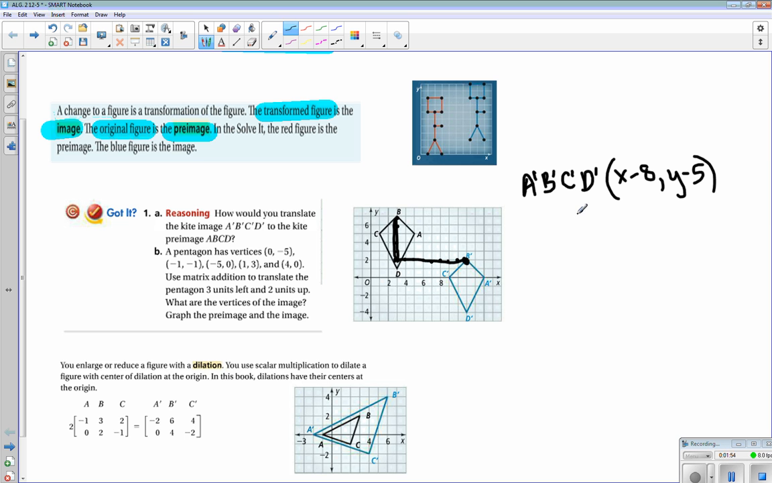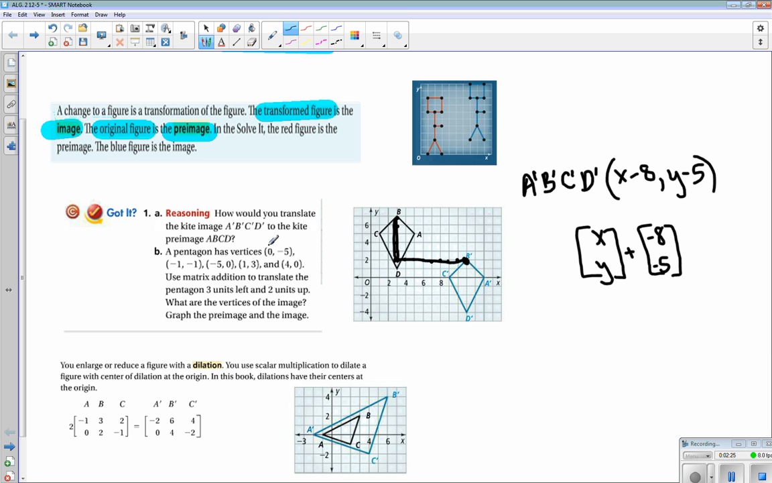So otherwise that would look like, if you go x and y, so I'd go minus 8 and minus 5, or plus negative 8 and negative 5. However, let's look at B.